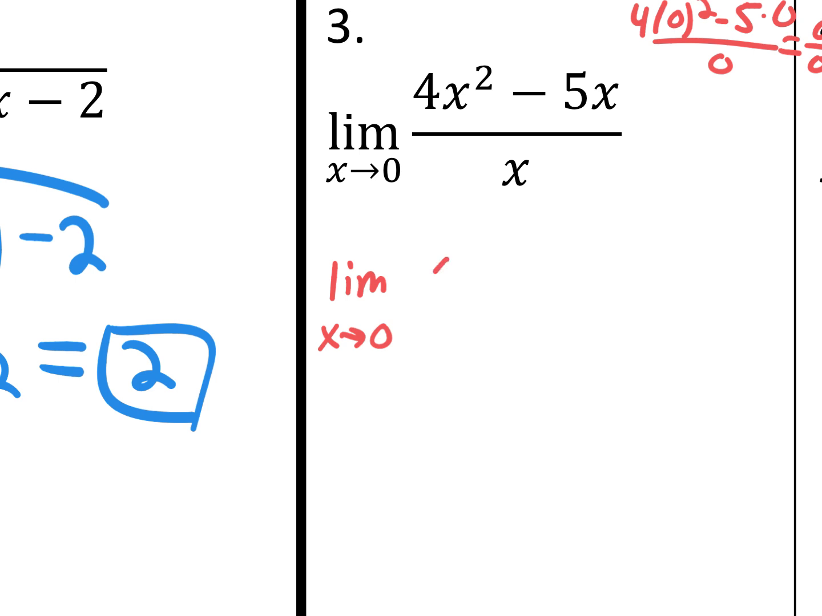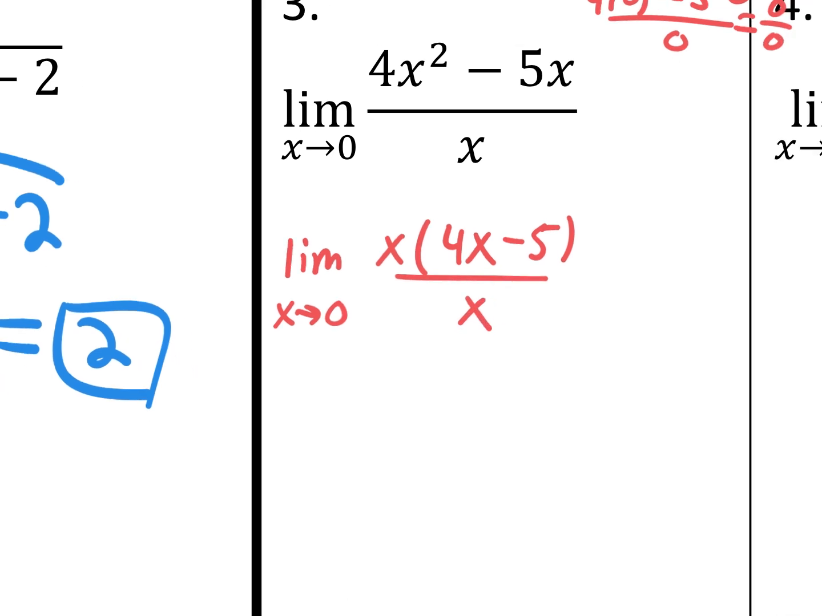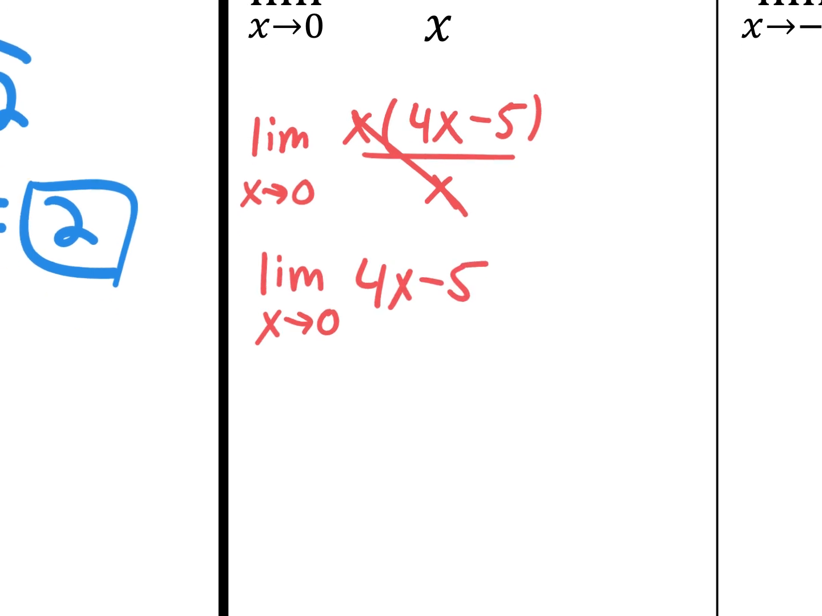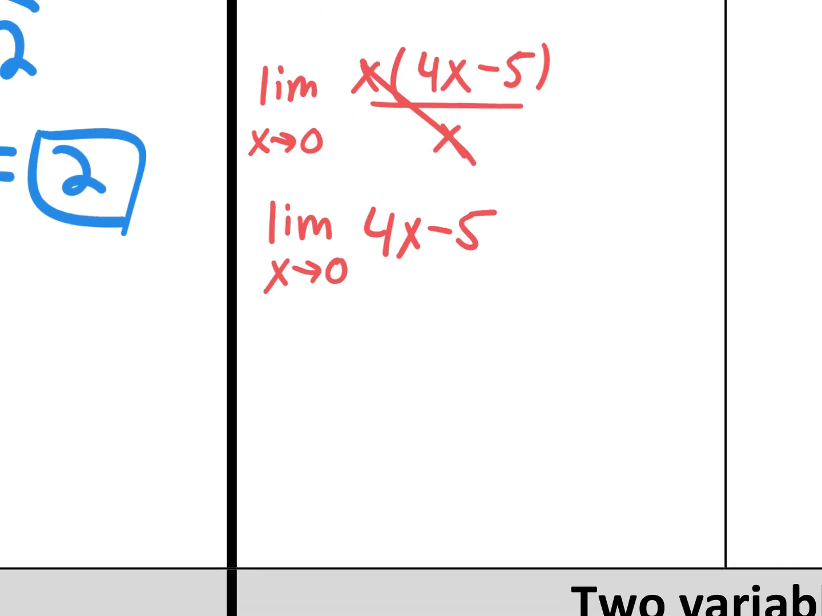It's the limit as x approaches 0 of x times 4x minus 5 over x. And then we can see that this cancels, x and x. We're still not plugging in, so I'm still going to write the limit as x approaches 0 of 4x minus 5. We got rid of the fraction completely, so now what can we do? Just plug in 0, right? And now that we're directly substituting, we don't have to write the limit notation anymore. This is the same as just 4 times 0 minus 5, so negative 5.